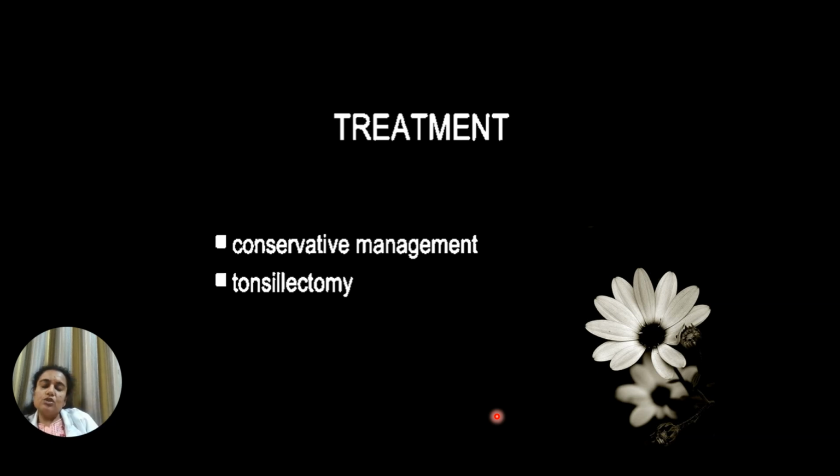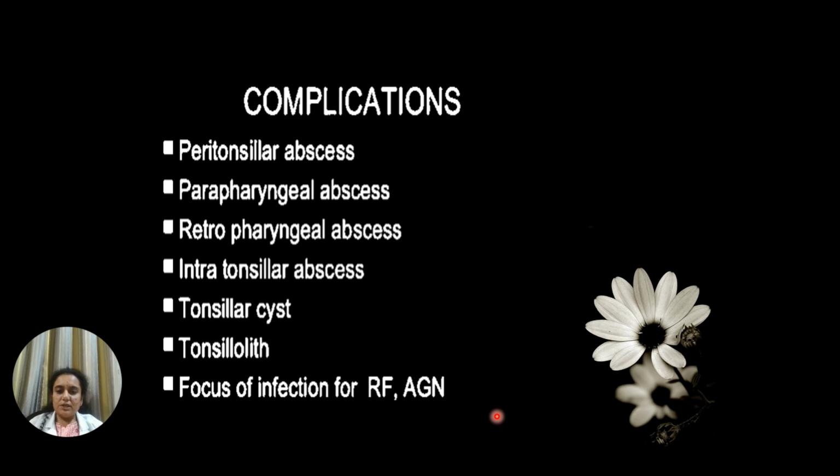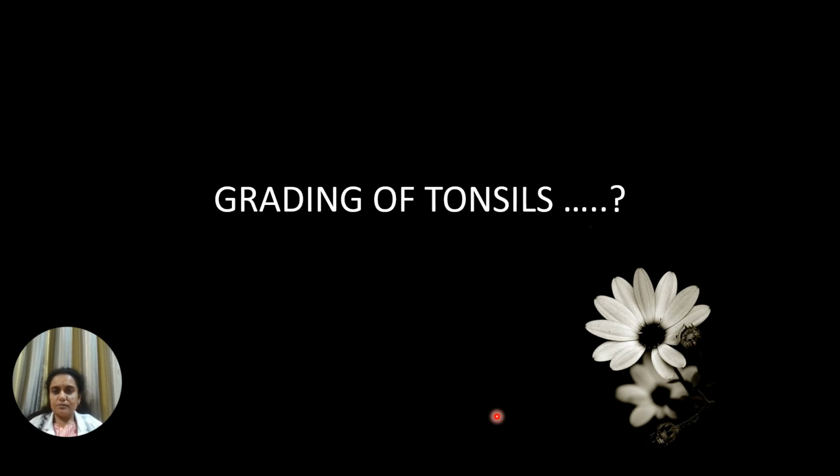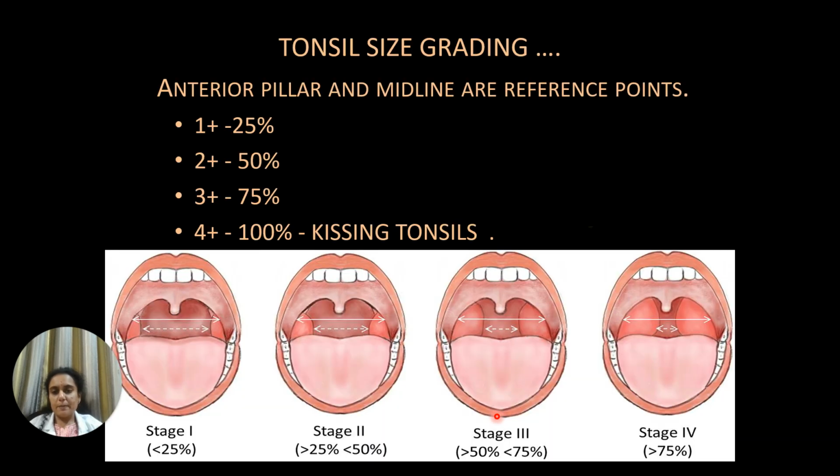How do we treat? For chronic cases also, we can try conservative management whenever there is an acute attack. But the permanent treatment would be tonsillectomy for chronic tonsillitis. What are the complications? Just like acute, there can be peritonsillar abscess, surrounding abscess, retropharyngeal, parapharyngeal, intratonsillar abscess, tonsillar cyst, tonsillolith, and rheumatic fever and glomerulonephritis.